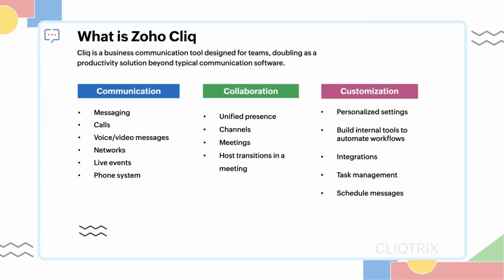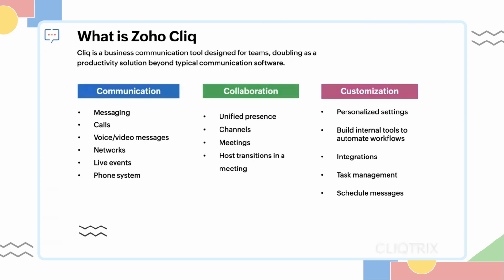To introduce Zoho Cliq, let's break it down into three C's: communication, collaboration, and customization. When it comes to communication, Zoho Cliq is a secure communication platform for businesses that combines messages, voice, video, and phone calls all in one place. Teams can use instant messaging, make calls, send voice and video messages, and hold live events.